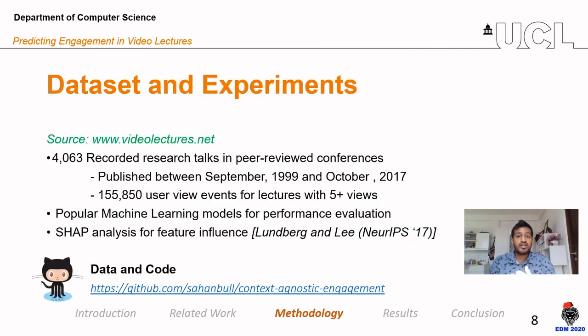Now that we have identified the labels and the features, we can construct the ideal dataset that we can use in order to build a prediction model. To do that, we use the data from videolectures.net, an open educational resource repository that keeps research talks from peer-reviewed conferences. From this data source, we identified 4,063 video lectures that were published between September 1999 and October 2017. And we used 155,000 user view events.